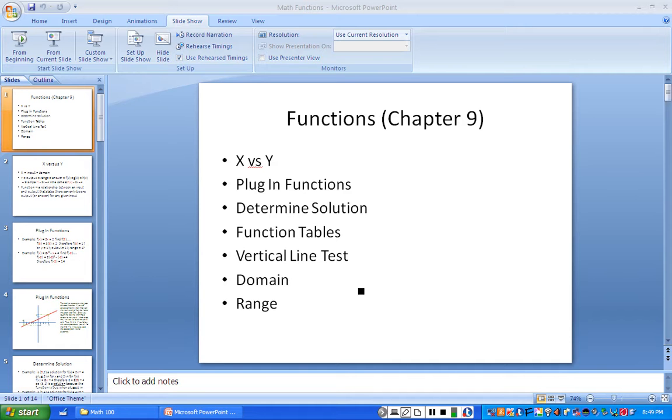Alright, so basically we'll talk about X and Y, plugging in functions, determining solutions, function tables, vertical line test, domain and range, and so on and so forth.